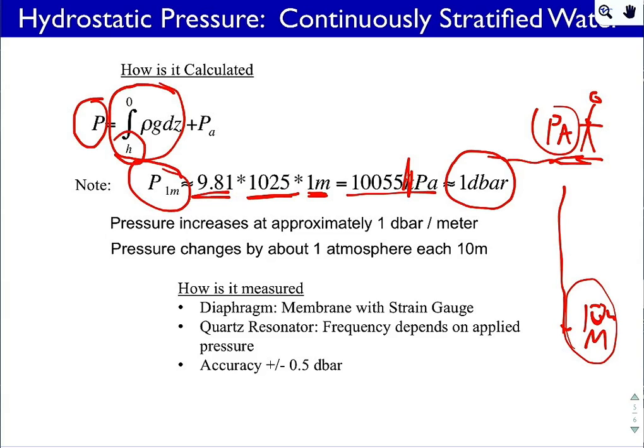How do you measure pressure? There's different ways of doing that. There's a membrane with a strain gauge. Basically, the pressure exerts itself on the membrane and bends it, and you can measure how much it's bending with a strain gauge, and you correlate that with the strength of the material. The properties of the material will tell you what the pressure is. There's also other things like quartz resonators, which are more typically used, where their frequency depends on the pressure applied to them. You can measure that frequency, you get the pressure. You can make these things small enough to strap them to the side of a codfish. The accuracy of those is about half a decibar in depth, about half a meter in depth.